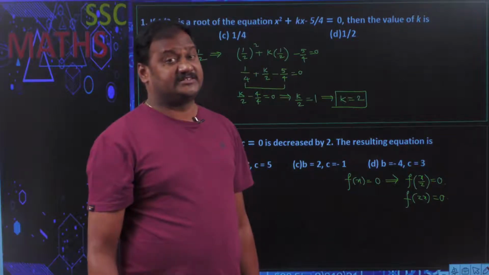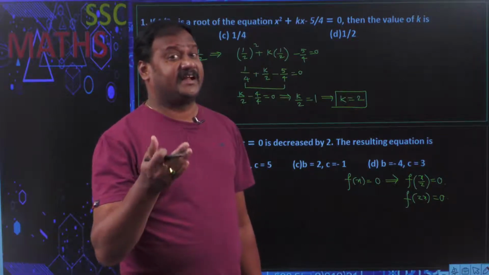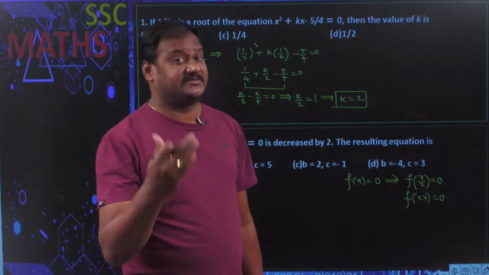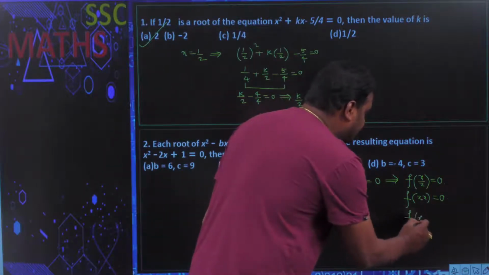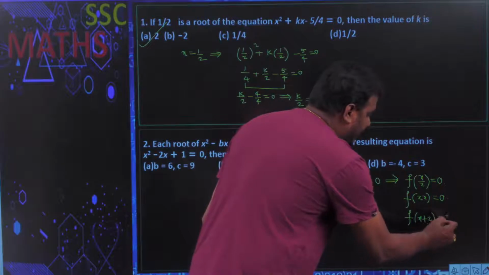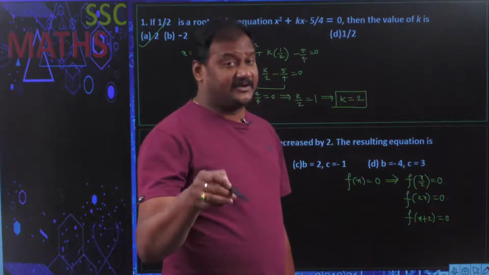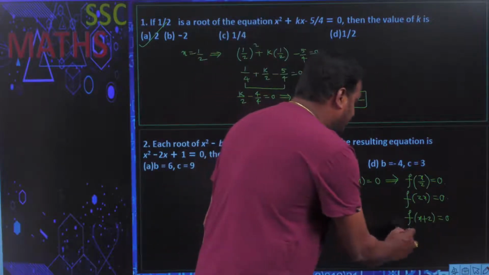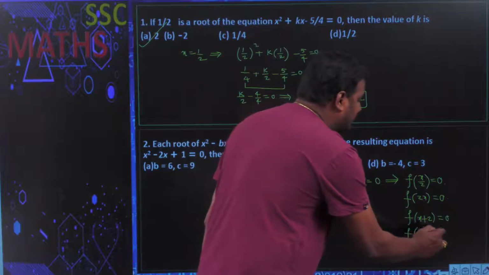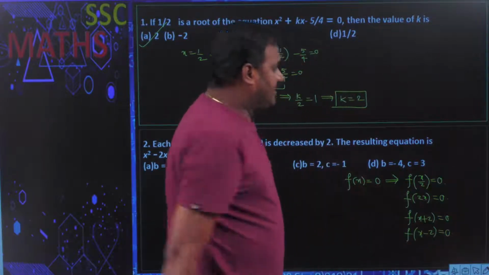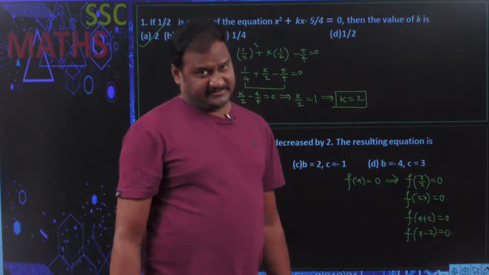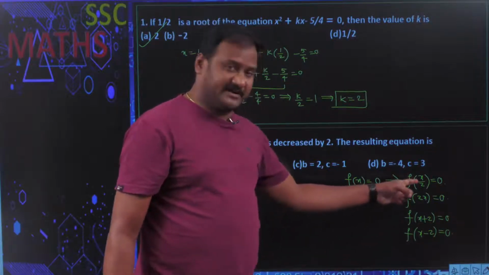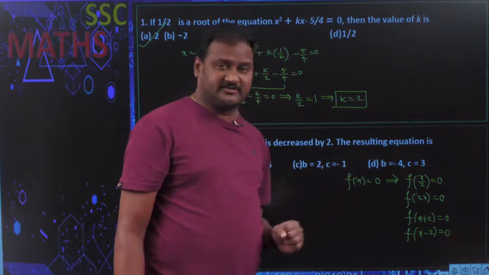Whose roots are subtracted by 2 is going to be f of x plus 2 is equal to 0. And whose roots are added by 2 is f of x minus 2 is equal to 0. See, we are applying reverse operations for every quadratic equation. Whose roots are multiplied by 2 that of the roots of f of x equal to 0.